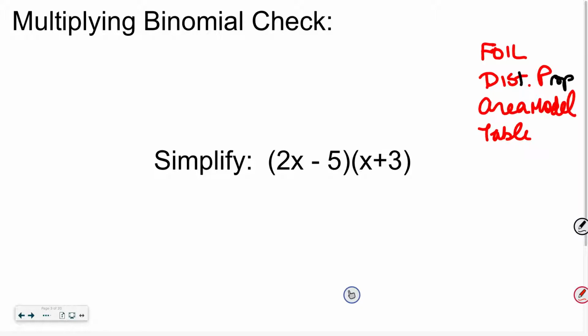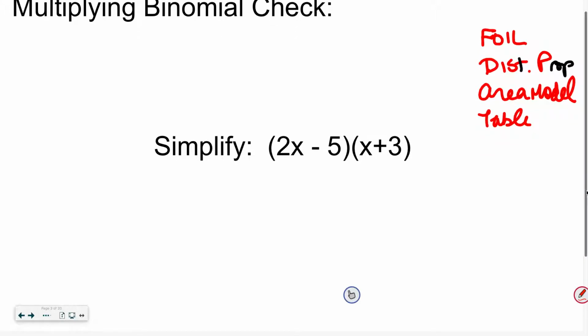If I were to use FOIL, or the distributive property, or even an area model, what am I multiplying? Explain to me how I would multiply it. Where would you begin if you had to multiply this? I would start by choosing FOIL, and then you would do the 2x times the x of the other. Yeah, so I'm going to take this first term, and I am multiplying it by everything in the second expression.